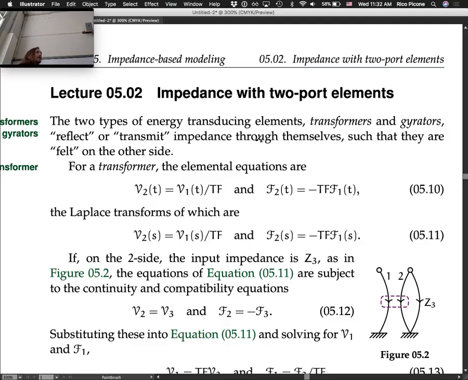Okay, so 5.2, impedance with two-port elements. In the last lecture, we only considered the impedance of a single element, that is one port, or combinations of one-port elements. So we also want to consider two-port elements, because that's where the transducers come in, right? That's how we go from electrical to mechanical, or from fluid to mechanical, or thermal to mechanical.